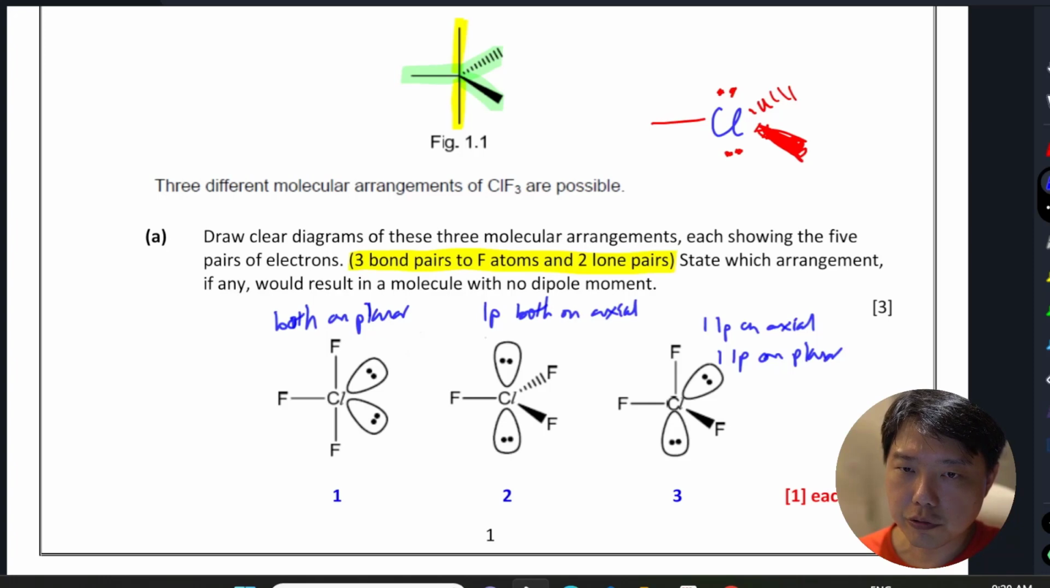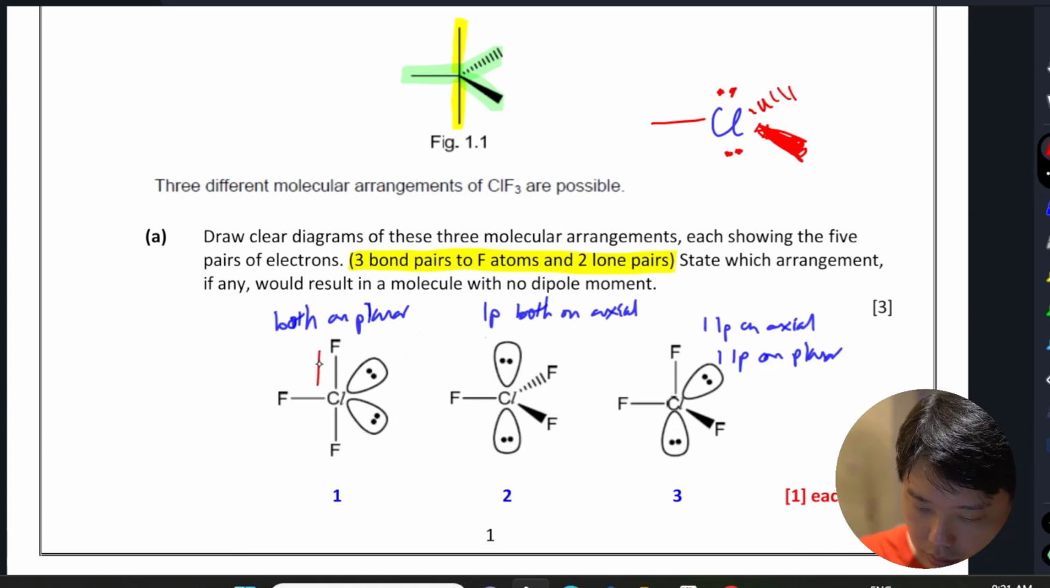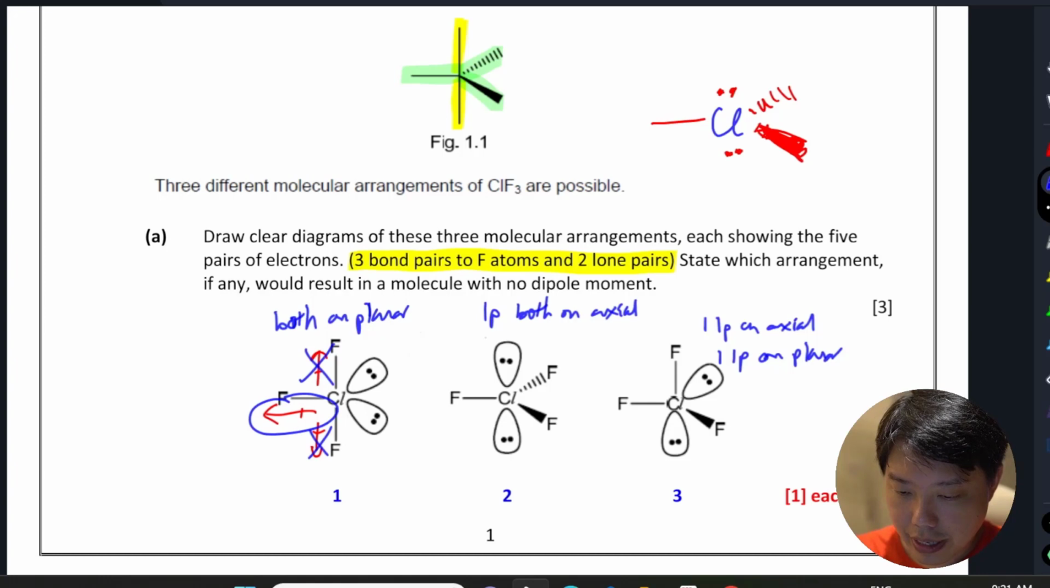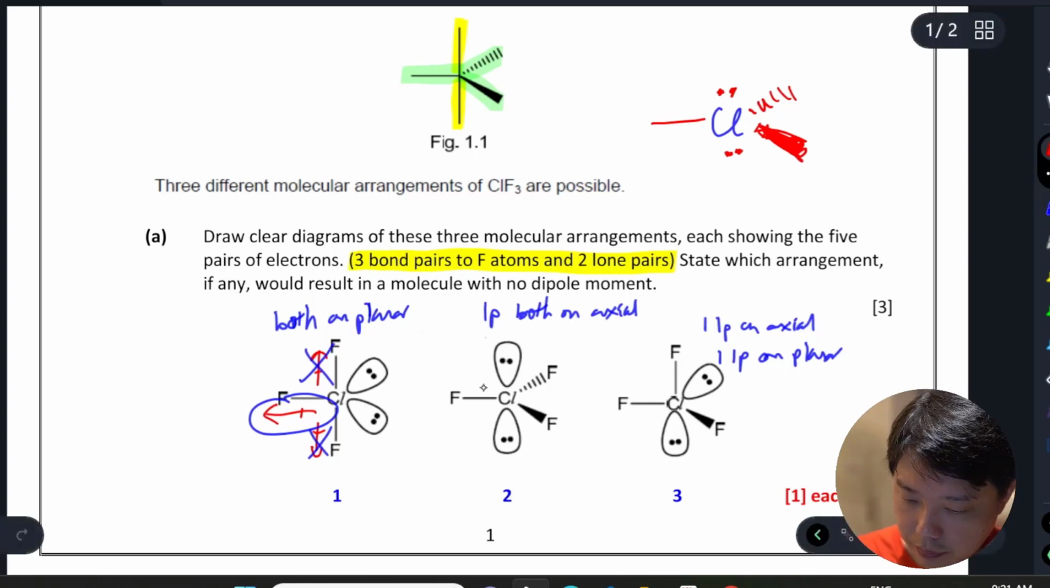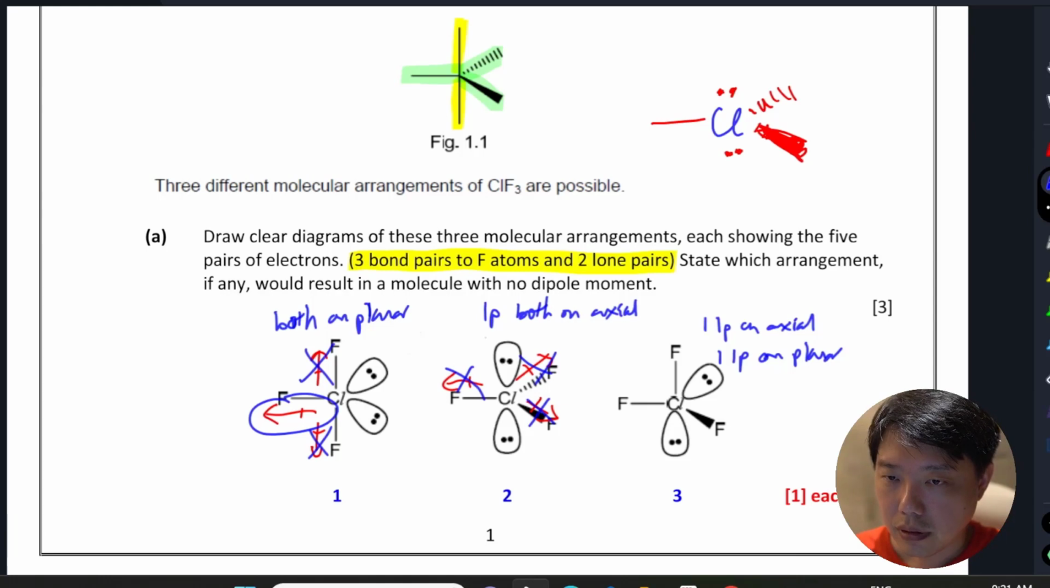Okay, so there are 3 different variations. They want you to state which one will result in a molecule with no dipole moment. So look at each one carefully. Let me just list it out. This has a dipole moment individually like this. The net dipole, because these 2 will cancel out, is simply pointing to the left. So there is a net dipole here. So arrangement 1 is not the answer. Arrangement 2 will be the answer because these 3 dipole moments will just nicely cancel each other out. So that is why number 2 is the answer, it has no net dipole moment.